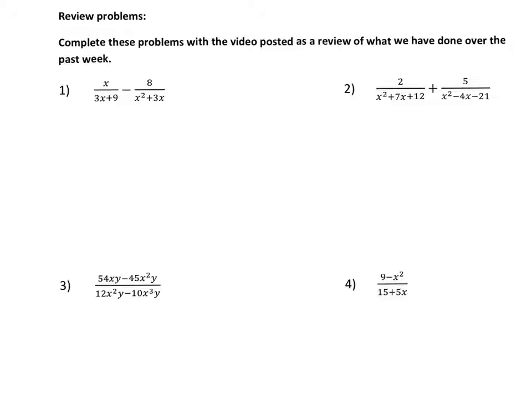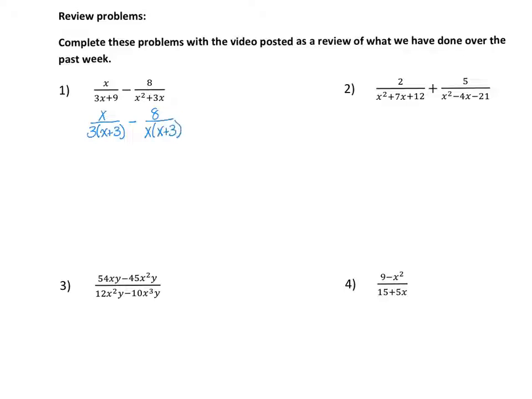The first thing that you're always going to do is just factor your denominators. So in this case, we have a GCF of 3. And for the second fraction, we have a GCF of just an x.